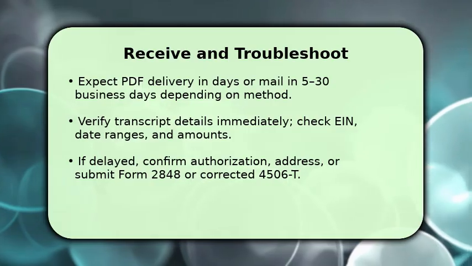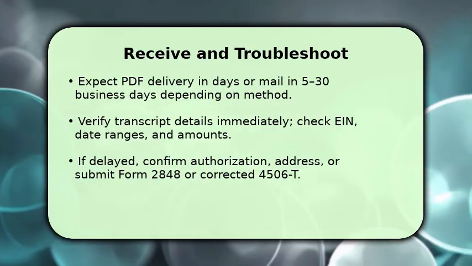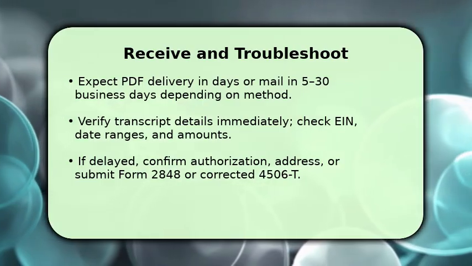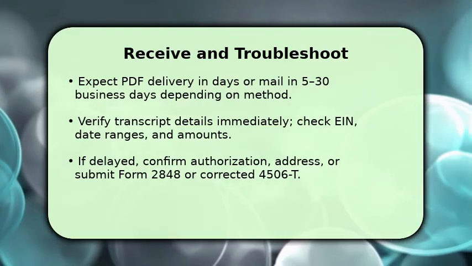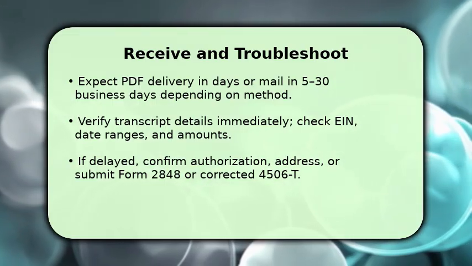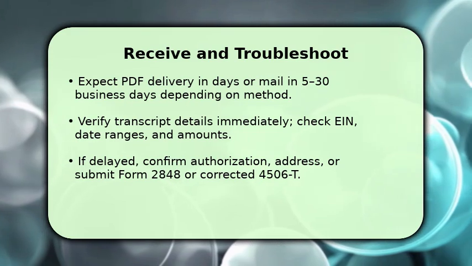If it doesn't arrive or details are wrong, verify that the signer was authorized, that names and addresses matched IRS records, and then resubmit or file a Form 2848 to appoint a representative. This often clears authorization holds.